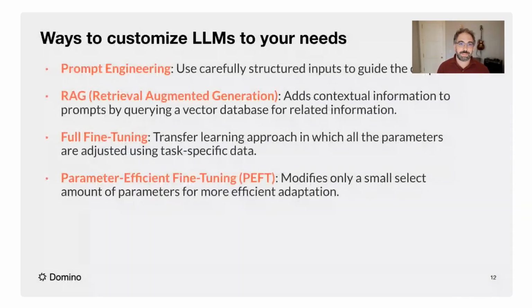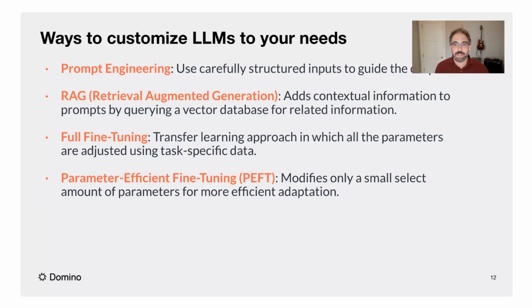So there are a couple different ways that you can customize LLMs to your needs. One that many of you may be really familiar with is prompt engineering. So this is giving some general context to the model along with your actual prompt to give it some idea of what type of output you would like or what context you want it to keep in mind as it goes through whatever you're asking it to evaluate.